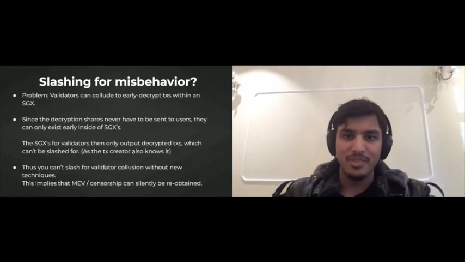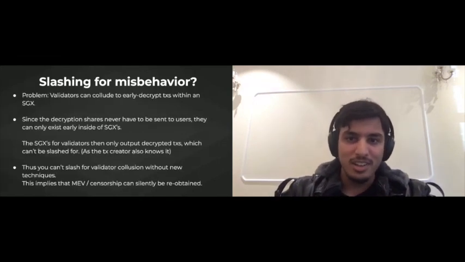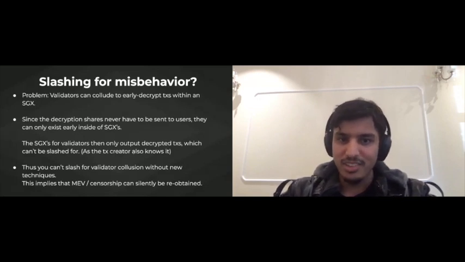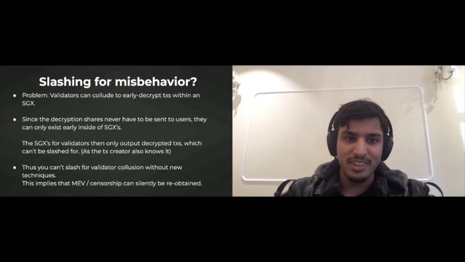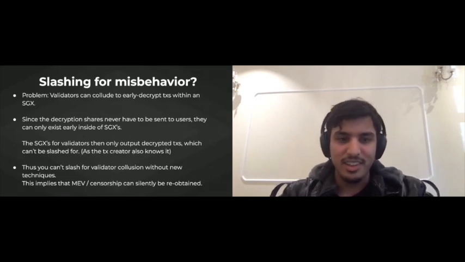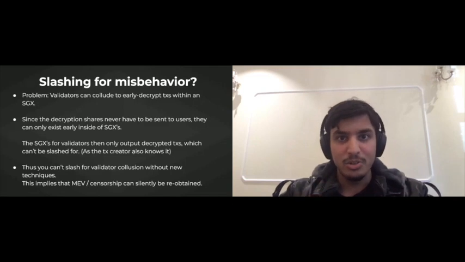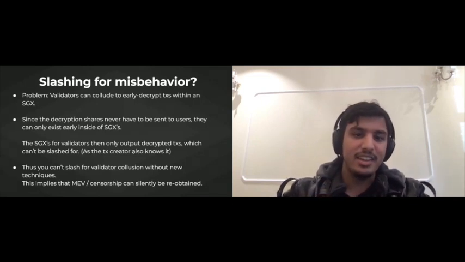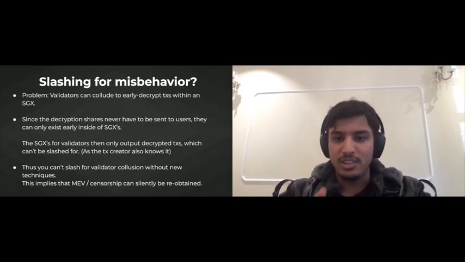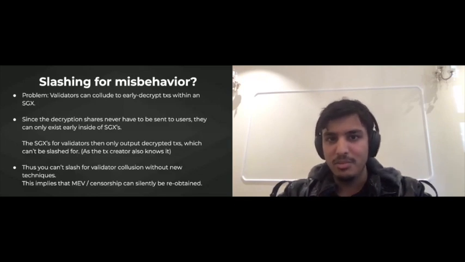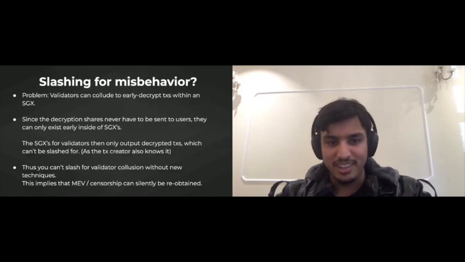But there's a problem. Validators can collude to decrypt transactions within an SGX. Since the decryption shares never have to be sent to other users, they can only exist inside SGXs. So the validators can collude inside SGX, and then each validator can just get the decrypted transactions and see them if they colluded, and not be slashed for it. Thus, we can't actually slash validators like this.